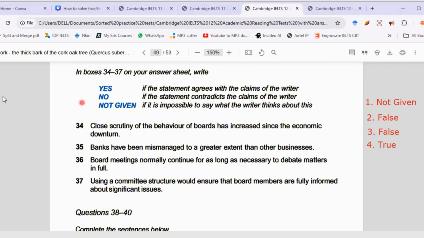Now let's treat a tough version of true, false, not given. We finished. We'll do another one. We have so many questions to deal with today. Somebody is thinking, why didn't you finish? I don't need to finish it. If you want to finish it, I'll send you the question, you finish it yourself.